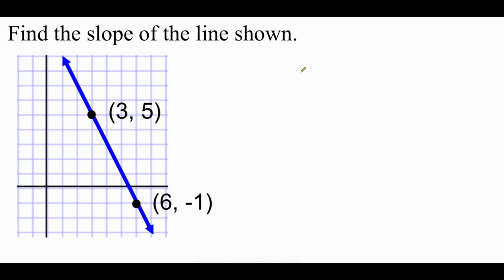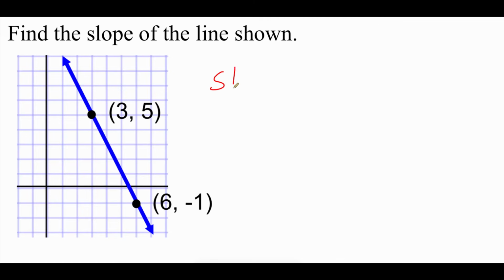As we take a look at our next example, we've got a line drawn out on our grid, and I've already got a couple of points highlighted on that line that we're going to use to help us find the slope. And I've also highlighted what the coordinates are of those points, which might be helpful as we're looking at finding the slope of our line.